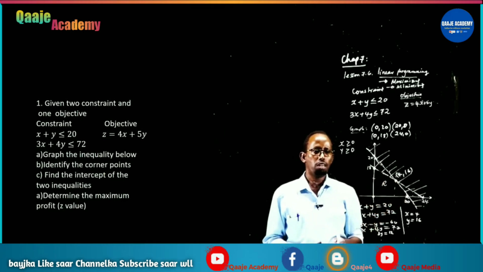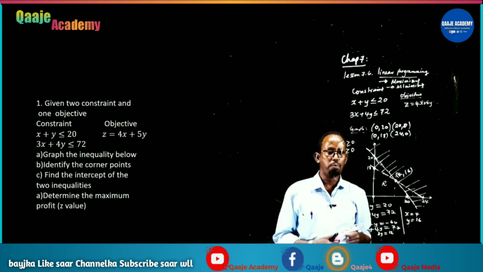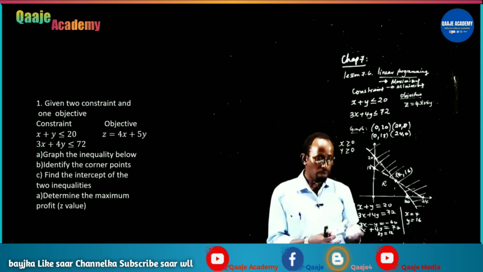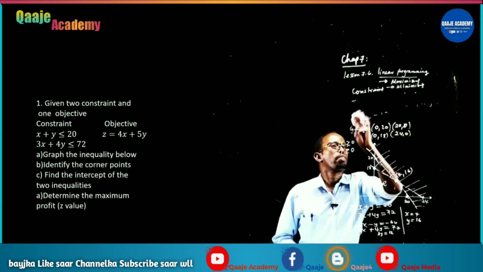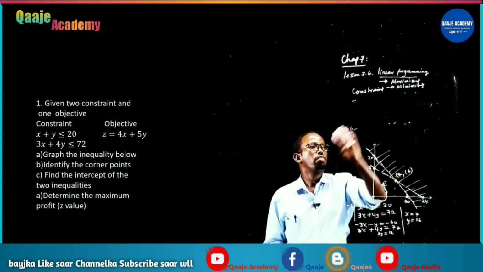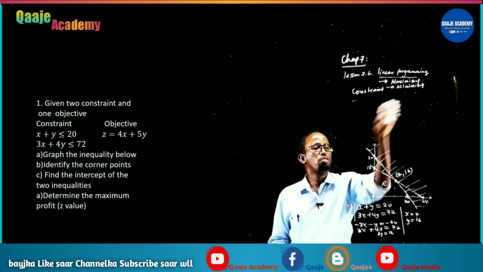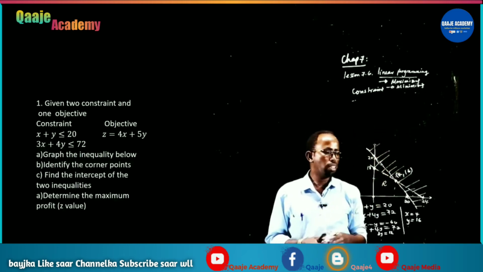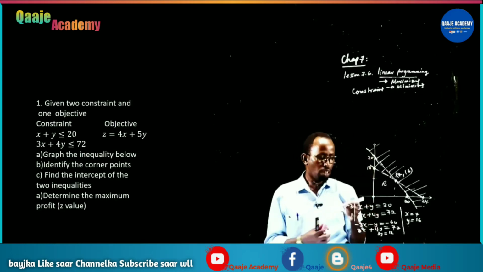Okay, question number C. Find the intercept. This is the intercept. Now determine the maximum profit. We said linear programming is used for maximizing and minimizing profits. So we are told to determine the maximum for z value. So therefore, to determine the z value, we'll be using the corner points.